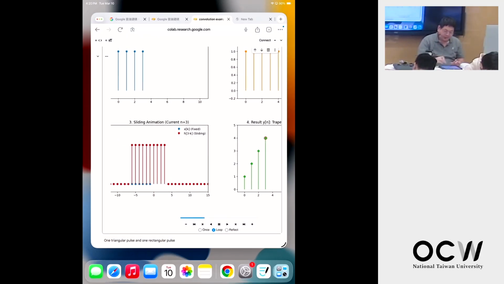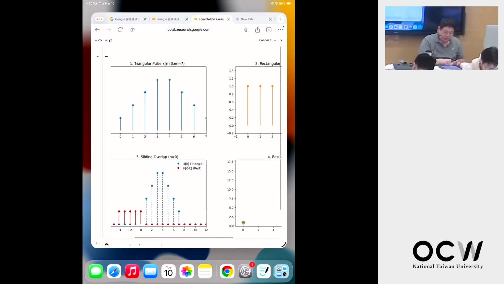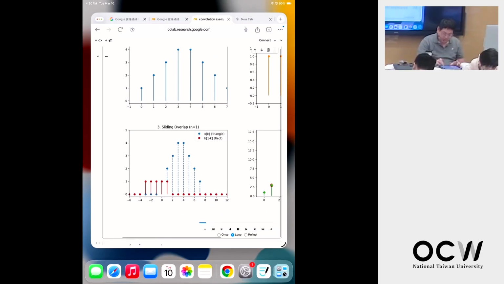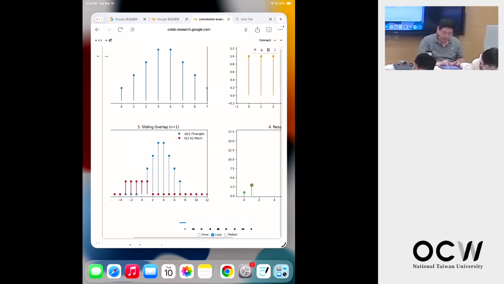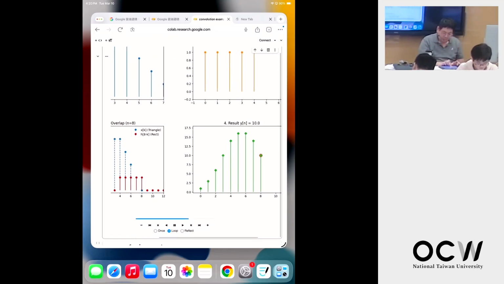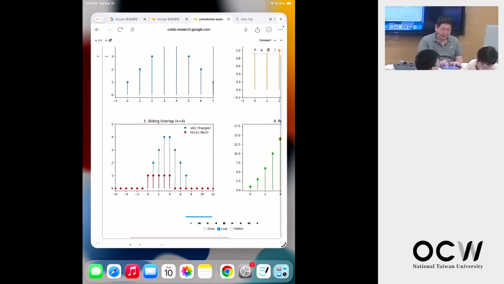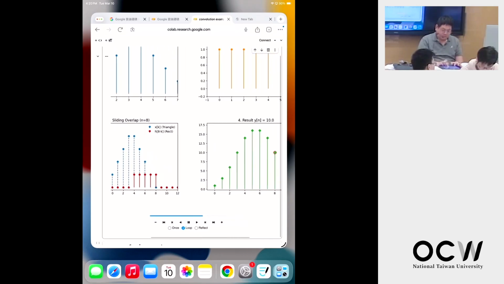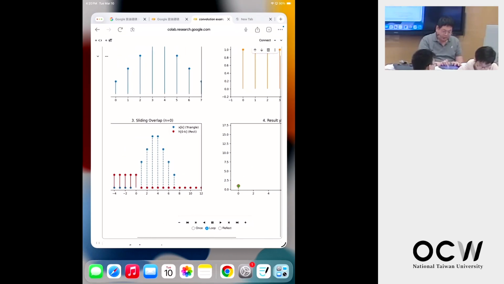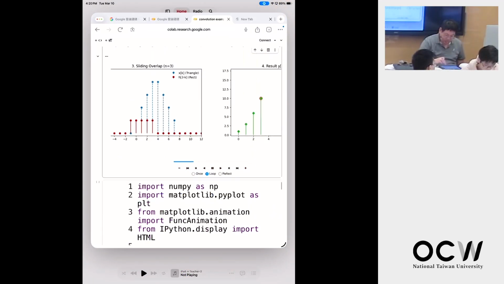This is discrete time. We can do triangle pulse and rectangular pulse. So this is triangle and rectangular. Let's see. Okay, you see that we flip the easier one, the rectangular pulse. So when we move, then we have a result. We have a multiplication.